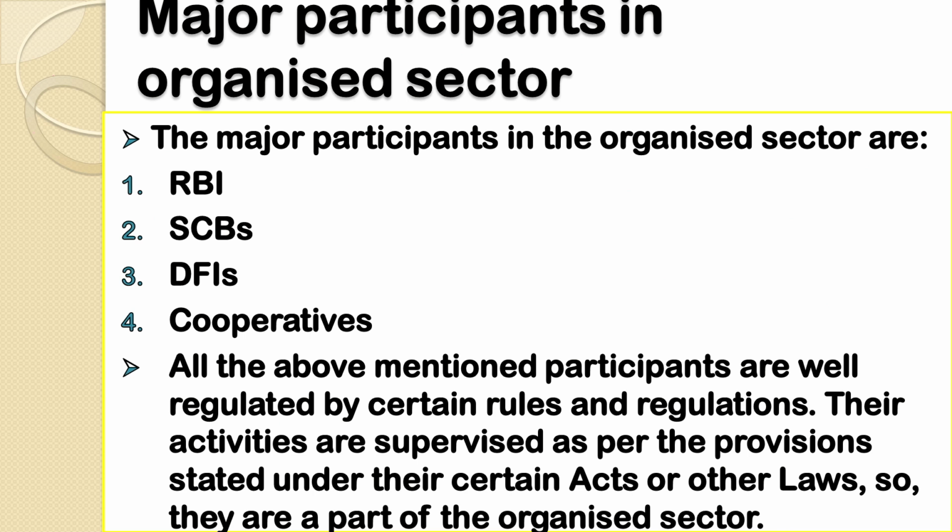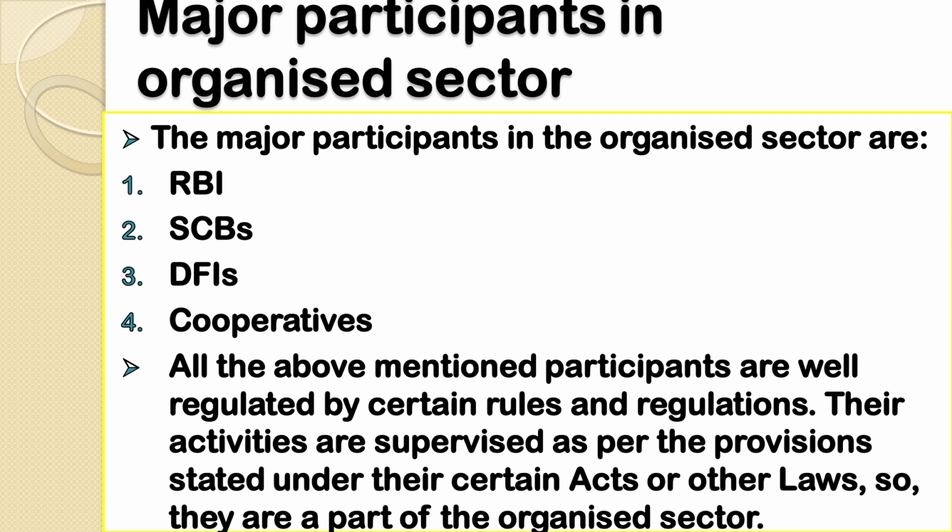Organized sectors are all those sectors which are regulated by certain rules and regulations. They are properly supervised by certain regulatory bodies, who supervise the functioning of all the participants in the organized sector. Now, let us discuss some of the major participants in the organized sector. In the Indian money market, the major participants are: number one, the Reserve Bank of India; number two, the scheduled commercial banks, SCBs; number three, DFIs, development financial institutions; number four, cooperatives.